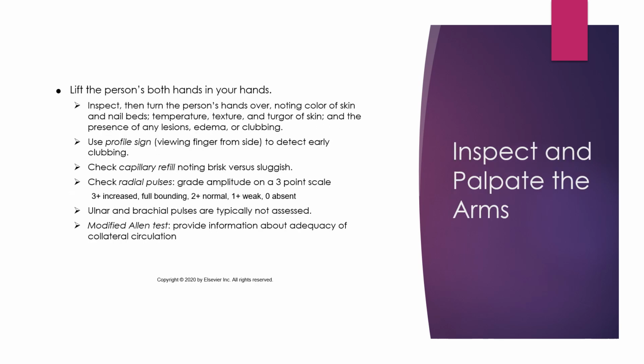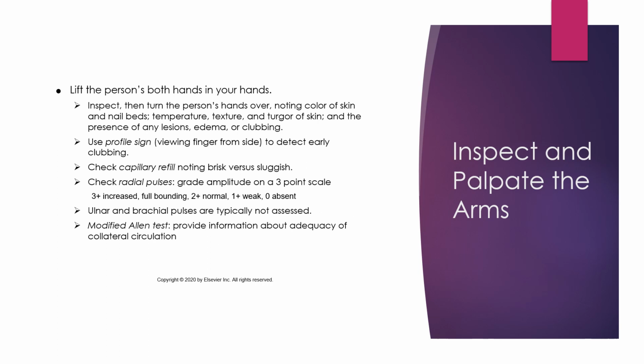As we start our assessment, we're going to lift the person's hand in our hands. We're going to inspect, and then we're going to turn their hands over, looking at the color of their skin and nail bed. We're going to look at the temperature, the texture, and the turgor. We're going to see if there are any lesions, edema, or clubbing.